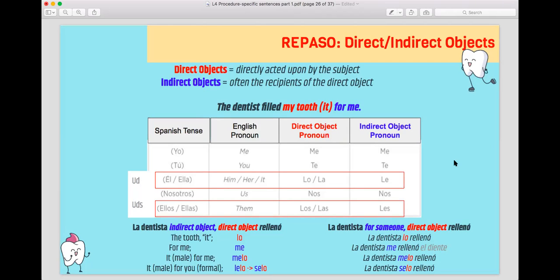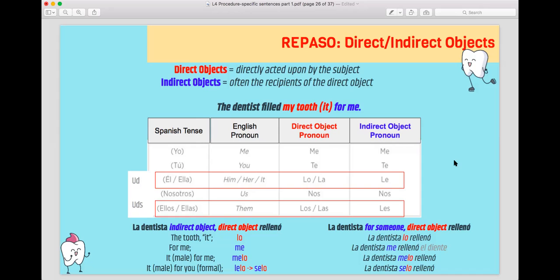The dentist is the subject. They are the ones filling. And the direct object that's being acted upon by the filling, what's getting filled, is the tooth. So there the tooth is the direct object. What's receiving the filled tooth? It's the patient. So the dentist filled my tooth, filled it for me.